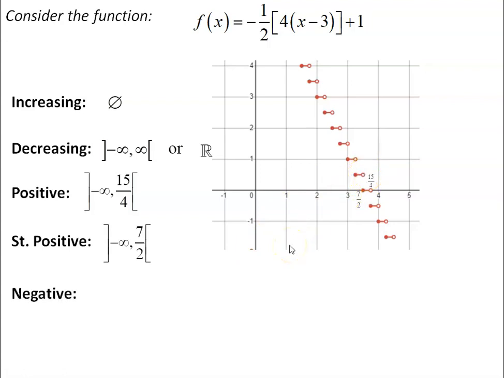And negative has the same idea. If you want to pause and give it a try, you can. But as I'm reading from left to right, this function starts being negative at this, the leftmost part of this step, because I read it from left to right. That would be from 7 over 2 to infinity. And strictly negative is only below the axis. That starts at 15 over 4 and continues till positive infinity.